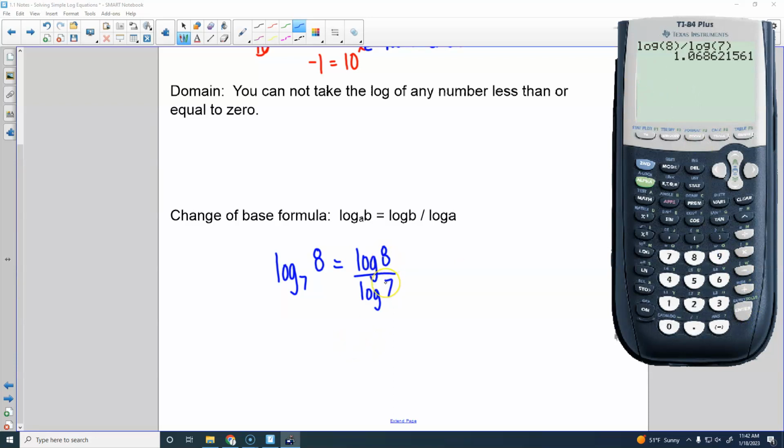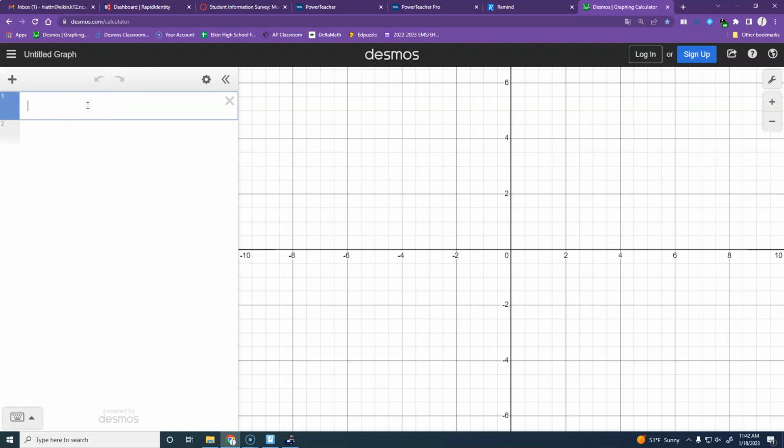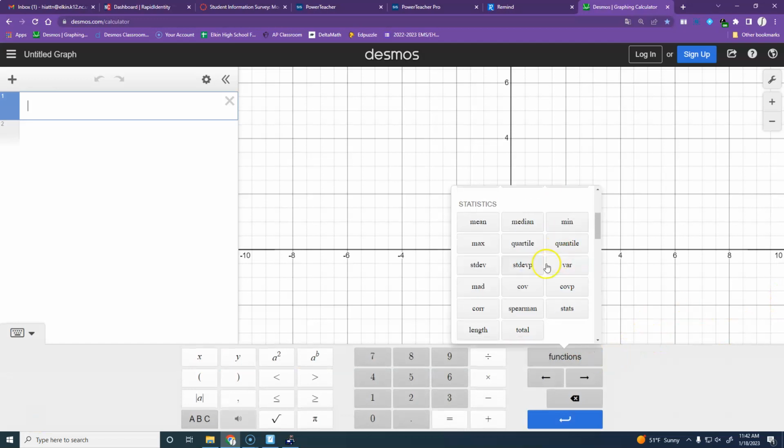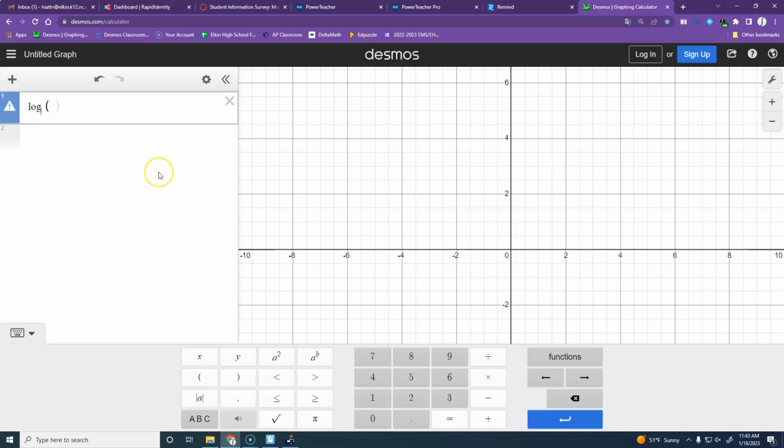So you have to do log of 8 divided by log of 7. In Desmos, since you will probably need that for homework, if you go to functions, you can go to log, and you have options. LN and LOG you can just type in. That's what I usually do. But if you want a different base, you do log with that base, and then you can type in 7, 8.